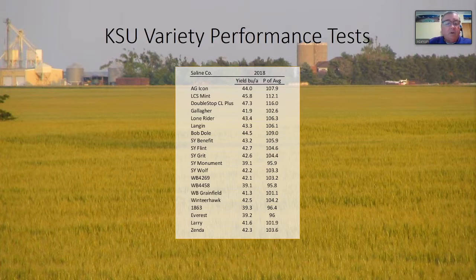Things have come a long way. But LCS Mint, I would go with another LCS like Chrome or potentially Link. That one has just been too iffy over the years, up and down.